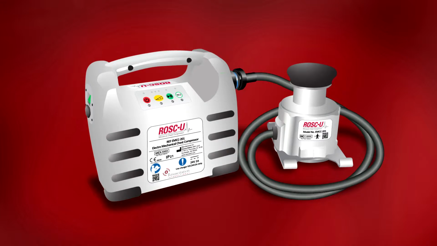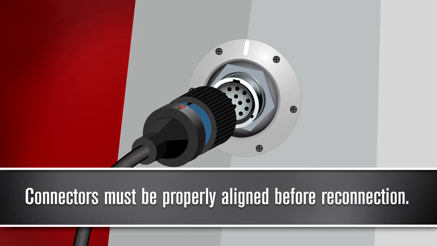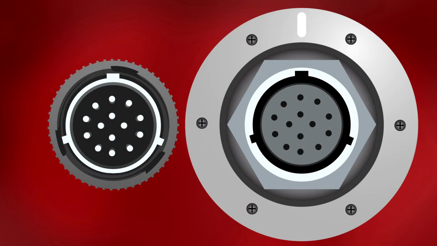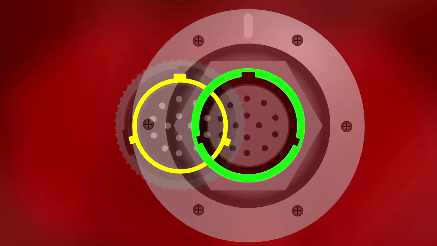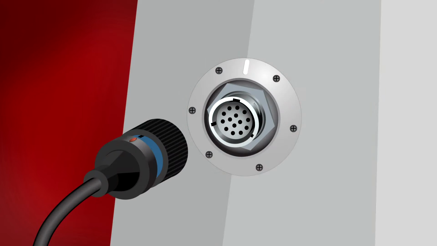If the umbilical power cord connector is disconnected from the battery control unit, it is imperative that the connectors are properly aligned before attempting to reconnect them. The control unit and the umbilical power cord have a matching set of alignment keys that assist in connecting the Molex connectors on the control unit and the umbilical power cord.